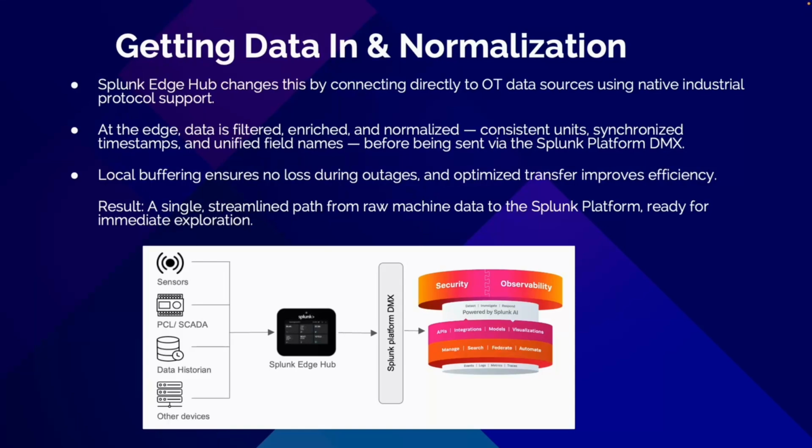And that's where the Splunk Edge Hub changes the game. Unlike traditional methods that require multiple hops, the Splunk Edge Hub connects directly to your OT data sources using their native industrial protocols. But it doesn't just forward the data, it processes it right at the edge. It filters out the noise, enriches the data with useful context, and most importantly, normalizes it.